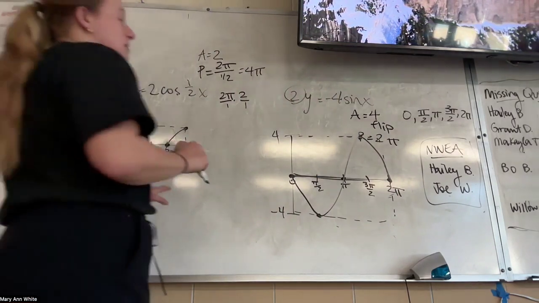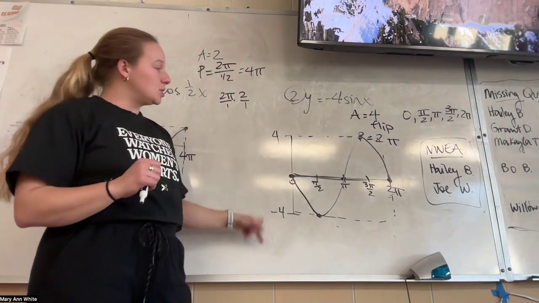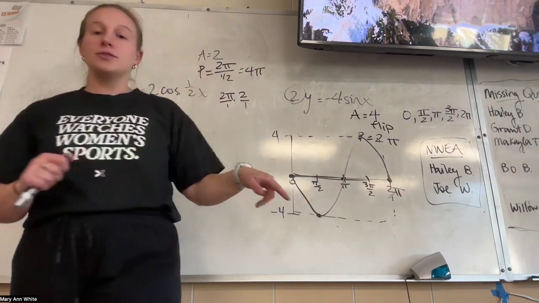So the shape of the curve is something that I'm looking at. You get points for that. And then you labeling your amplitude and all your angles to show your period, you also get points for that.